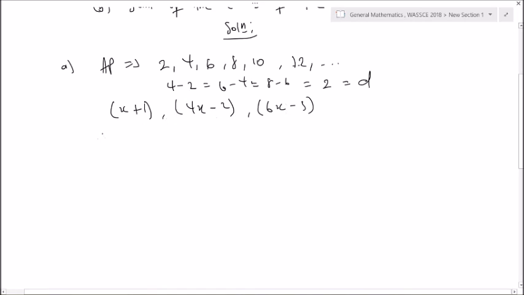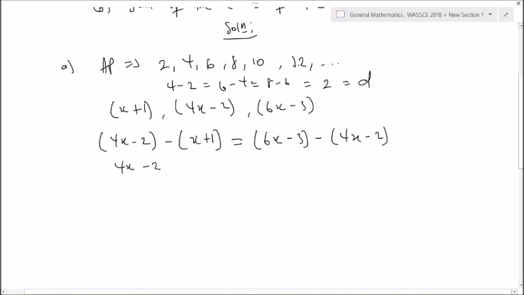So let's write that one. That is 4s minus 2 minus (s plus 1), that is the second term minus the first term, must be equal to the third term, 6s minus 3, minus (4s minus 2). So this will help us to get the value of s. Let's simplify this one. We have 4s minus 2 minus s, and minus times 1 gives us minus 1, equal to 6s minus 3 minus 4s, and minus times minus 2 will give us positive 2.